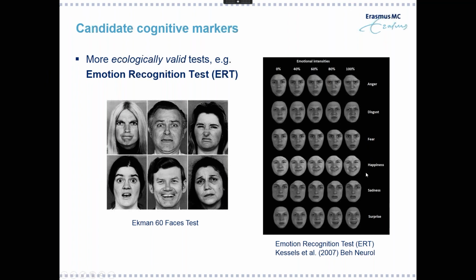For that reason, Roy Kessels developed the emotion recognition test, or the ERT, in which he looked into the recognition of the basic emotions, but across different emotional intensities, ranging from 0%, so a more neutral face, to 40, 60, 80, and here's the extreme, 100%.